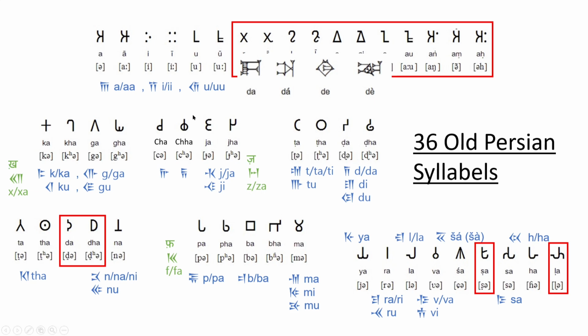So for example, the Cha Cha Ja Ja series was not there in old Sumerian. Old Persian has acquired it. The Tata Dada series were also not there, but the Tata is there in old Persian, but Dada is not there in old Persian. So it's an improvement compared to the old Sumerian, and so on.